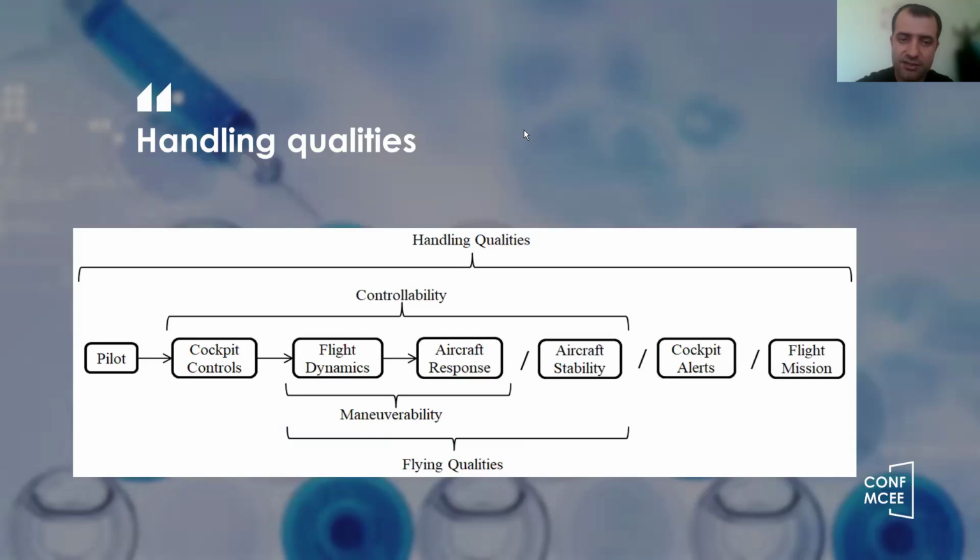Maneuverability is defined as an aircraft's capacity to transition from one trim condition to another. Stability is defined as the tendency of an aircraft to return to its trim condition subsequent to an external disturbance. Stability and maneuverability are intrinsic aircraft properties that contribute to the definition of flying qualities.